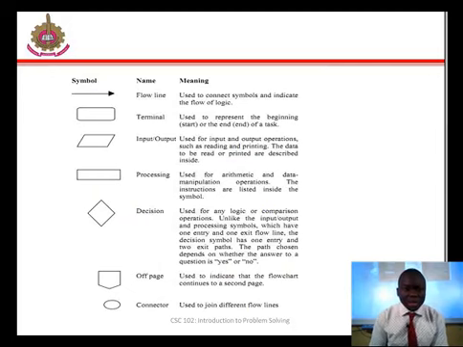Let's look at these symbols, their names and the meaning. You see the symbol arrow, that's a flow line, that's the name. The meaning is that it's used to connect symbols and indicate the flow of logic. Then we have the rectangle, which is the terminal. We have the parallelogram, which is the input and output. Then we have the processing, we have the decision. We even have the connector. These are the symbols that are used for flowcharts in programming.